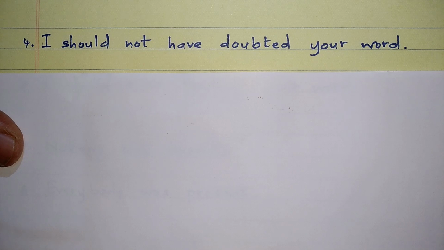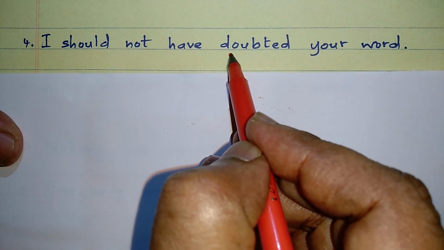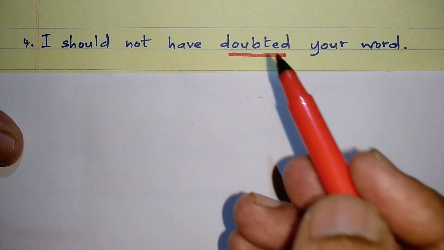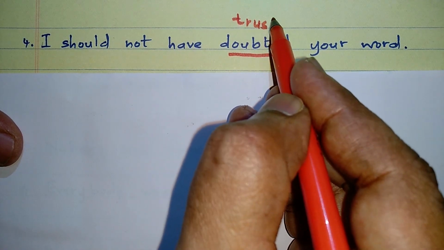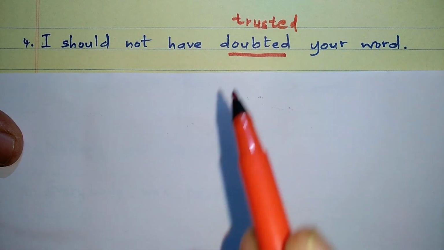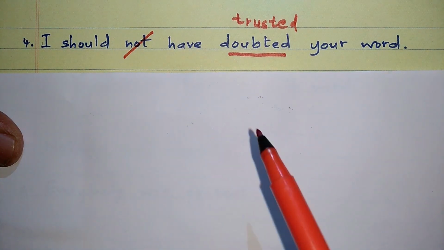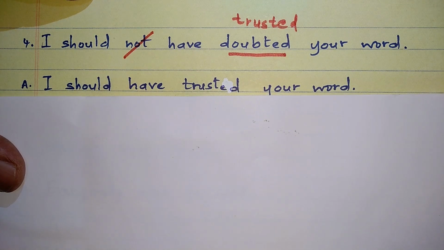I should not have doubted your word. In this sentence, doubted is the key word and the opposite of doubted is trusted. So we will remove not and use the antonym of doubted. So our answer is I should have trusted your word.